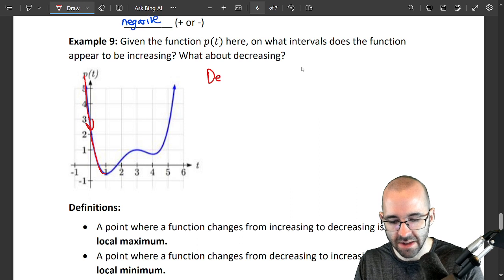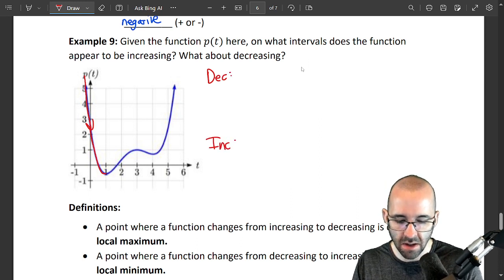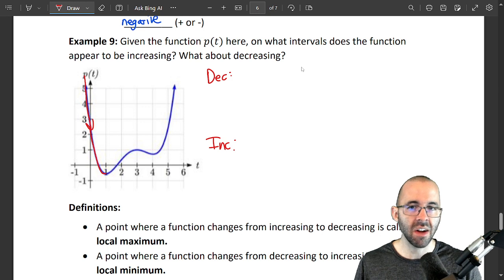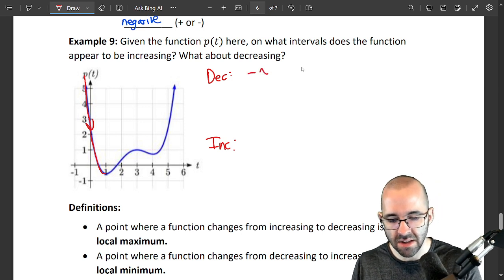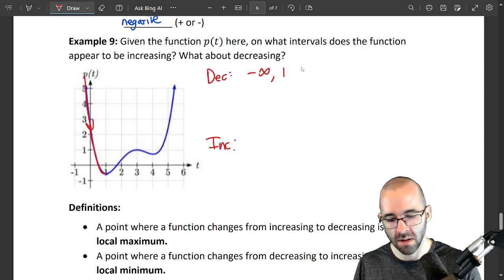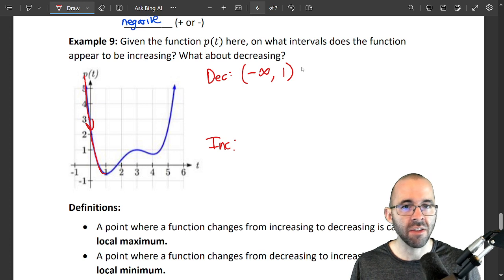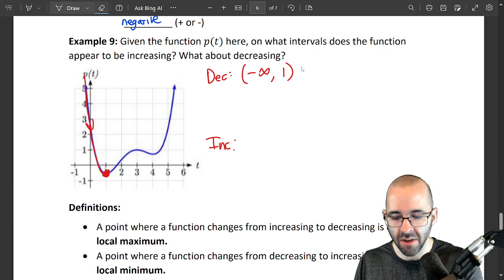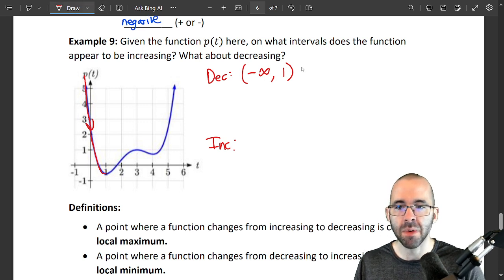Okay, so we're asked about decreasing and increasing. Well, we said it's decreasing on that first chunk. What's that first chunk? Well, forever, right? We can go forever to the left and we still have this shape. It's actually decreasing all the way from negative infinity up to an input value of 1. At 1, it's flat. When x is 1, right here, it's neither increasing nor decreasing. It's flat. It's not going up or down. So 1 is not going to be included.